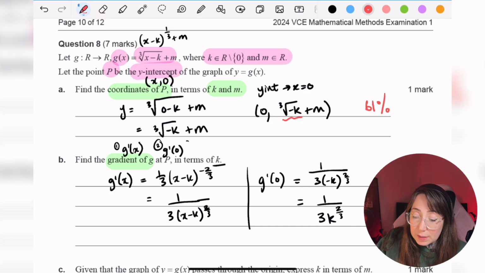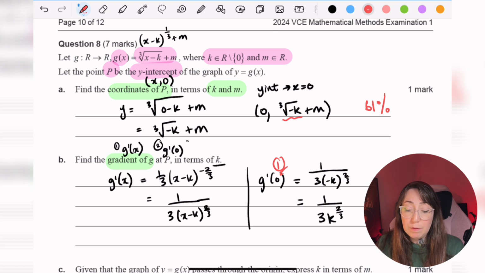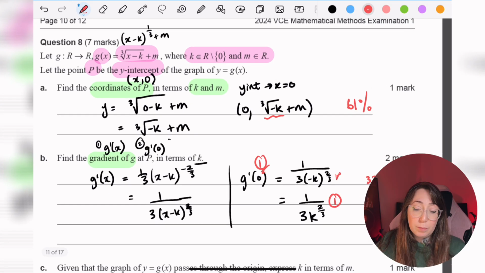Okay, so 32% of students were able to get this correct. The place where you get the marks, first of all, you had to differentiate it correctly, and you also had to attempt at substituting in that 0. So as long as you substituted 0 into a correct derivative, you were able to get that first mark, and then the second mark there was to get that particular answer. However, they did accept it in any particular form, so even from beforehand, that's fine. It doesn't have to be fully simplified.